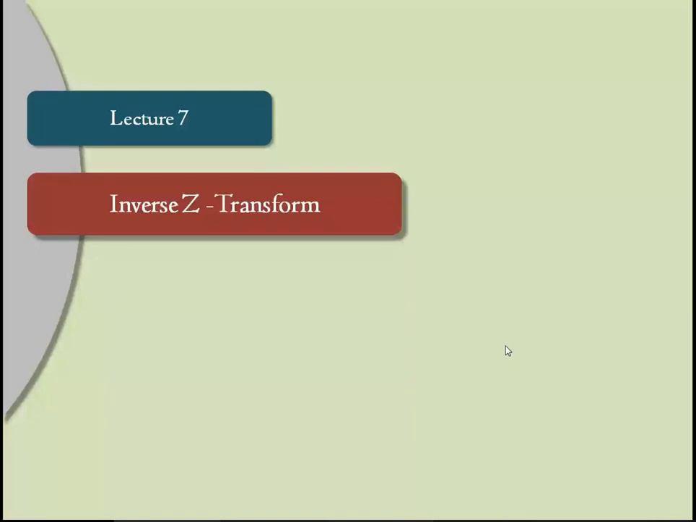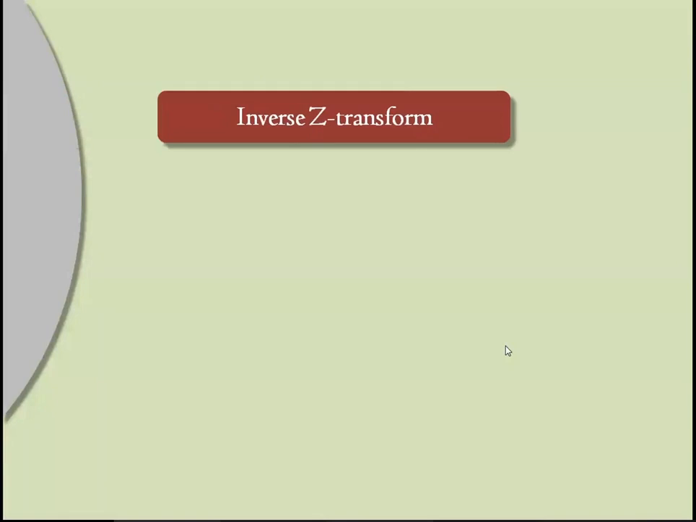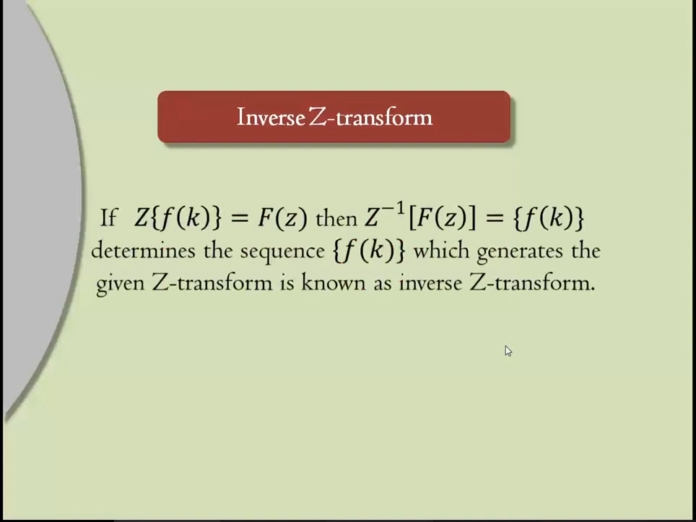So in this lecture, we are going to see how to find the inverse Z transform of some function of z. Mainly, there are three different methods to find the inverse Z transform. Firstly, we'll take a definition. If the Z transform of f of k is equal to F of z, then this is a notation for the inverse Z transform. We read this as Z inverse of F of z is equal to f of k.